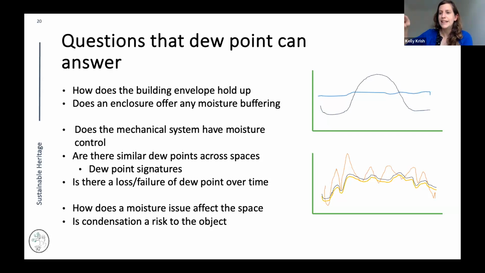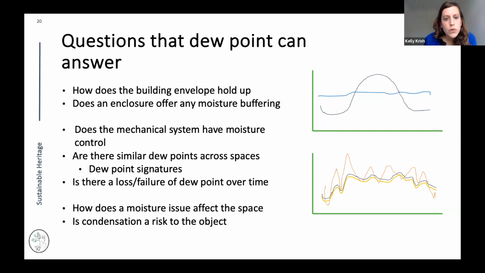Often it's pretty jagged. That tends to be a more natural type of dew point, showing not as much sign of control, whereas that blue line that's flatter is indicating quite a bit of control, either through really effective passive measures or really tight mechanical control.